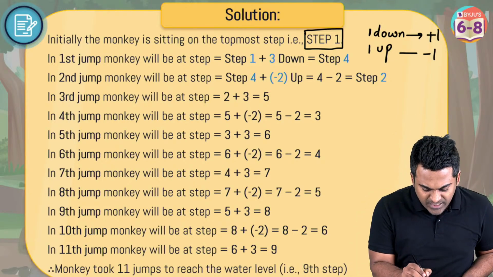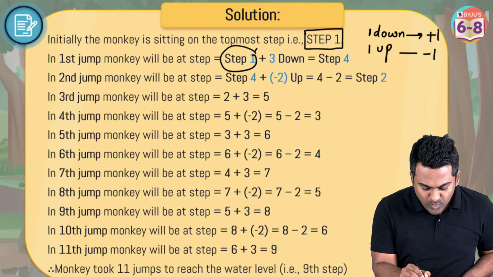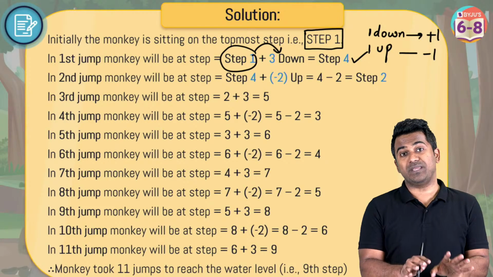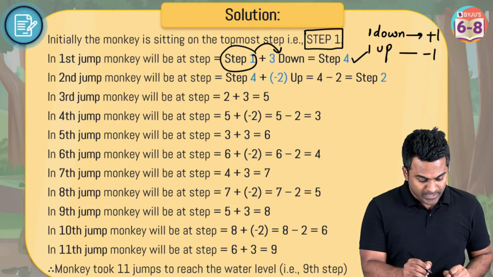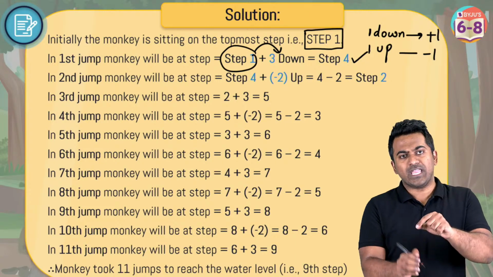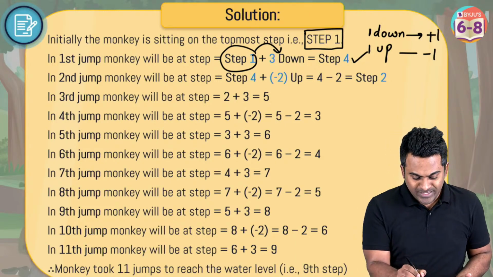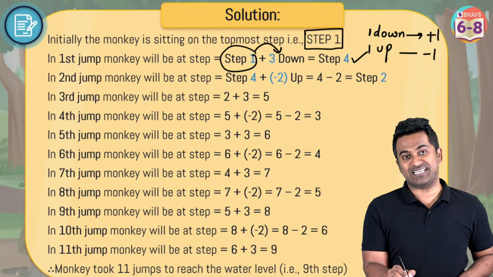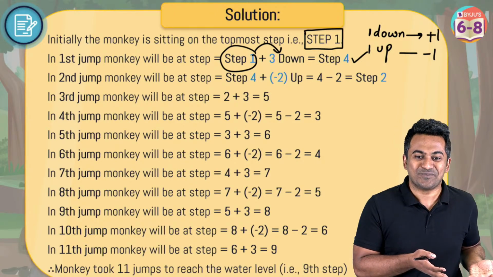Okay, so in the first jump from step 1, he's going to take 3 steps down, which means after the first jump, he's going to be at step number 4. Okay, and now from step number 4, he will be moving up by 2. So that's the reason why I'm taking minus 2 for the 2 ups. And now he is at step 2. And this process is going to repeat, right?